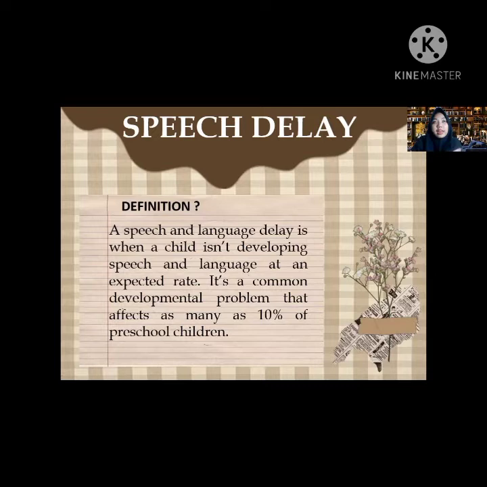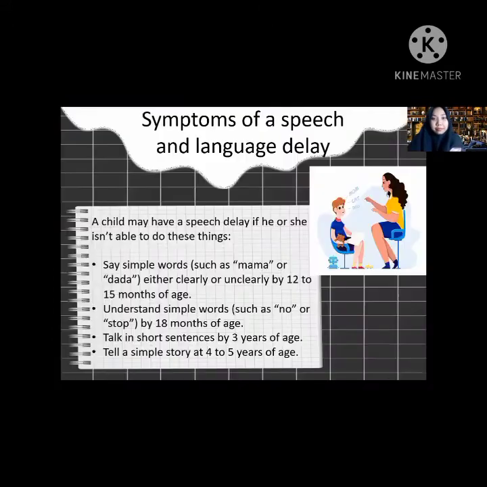So we can get the point that a speech delay or a speech and language delay means when the child is not developing speech and language at an expected rate. And it's a common developmental problem that affects as many as 10% of children, especially preschool children. Okay, next part.